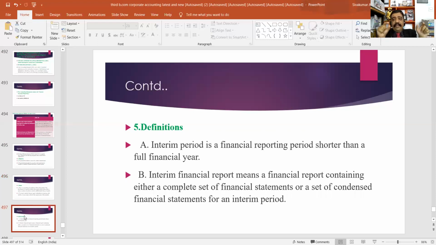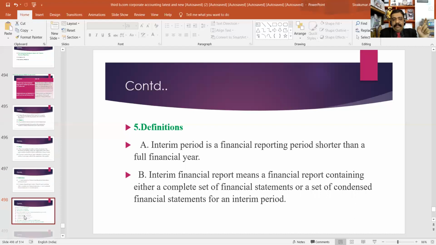Some definitions are given in the standard. First, interim period. What is an interim period? An interim period is a financial reporting period shorter than a full financial year. Financial year means 12 months starting from April 1 and ending on 31st March. Second definition, interim financial report. An interim financial report means a financial report containing either a complete set of financial statements or a set of condensed financial statements for an interim period.